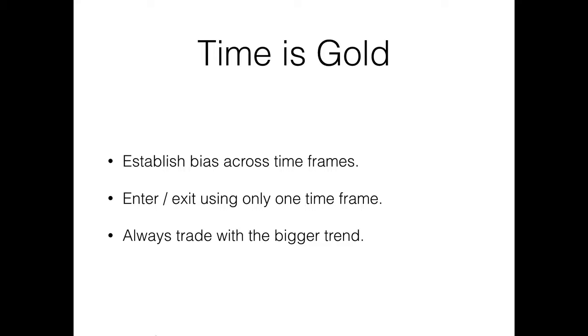Time is gold. There are two important elements in stock trading. Like we mentioned last time, these are price and time. We want to be able to enter and exit a trade at the right price and at the right time in order to maximize our profits and minimize our losses. So we have to establish our bias across time frames. We enter and exit using only one time frame, and we always trade with a bigger trend.